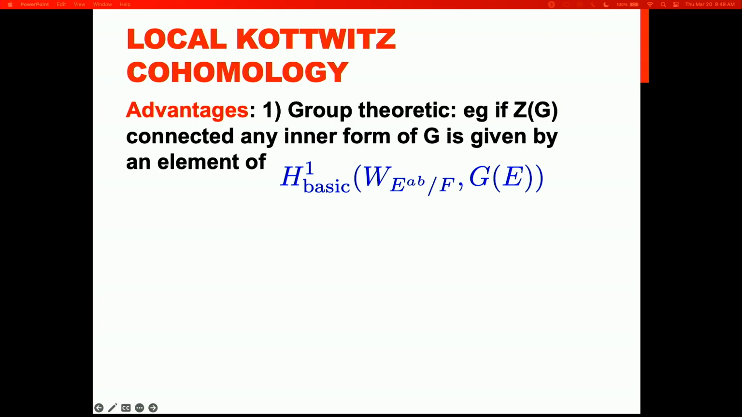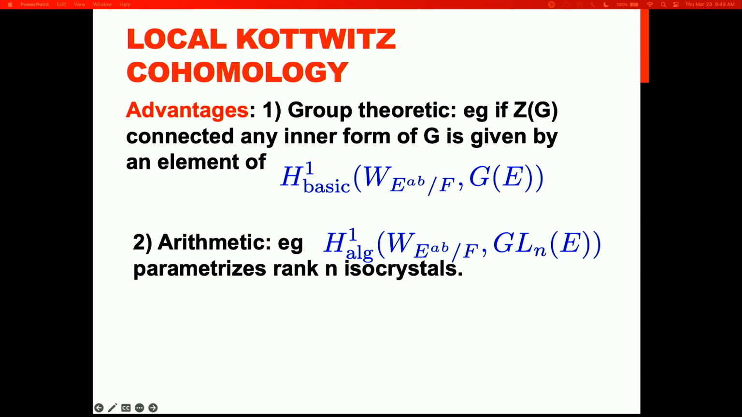For instance, if the center of G is connected, then inner forms of the group would normally be parameterized by the cohomology of the adjoint group, not the cohomology of the group itself. But in this setting, inner forms all arise from a basic Kottwitz cohomology class. And secondly, it seems to have something to do with algebraic geometry. For instance, H1 of GLn parameterizes rank n isocrystals.